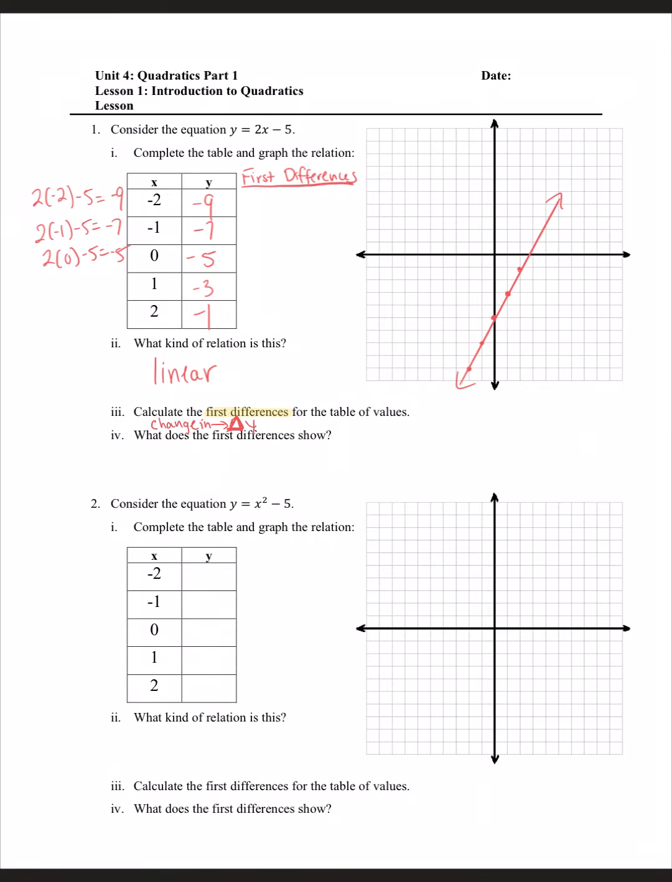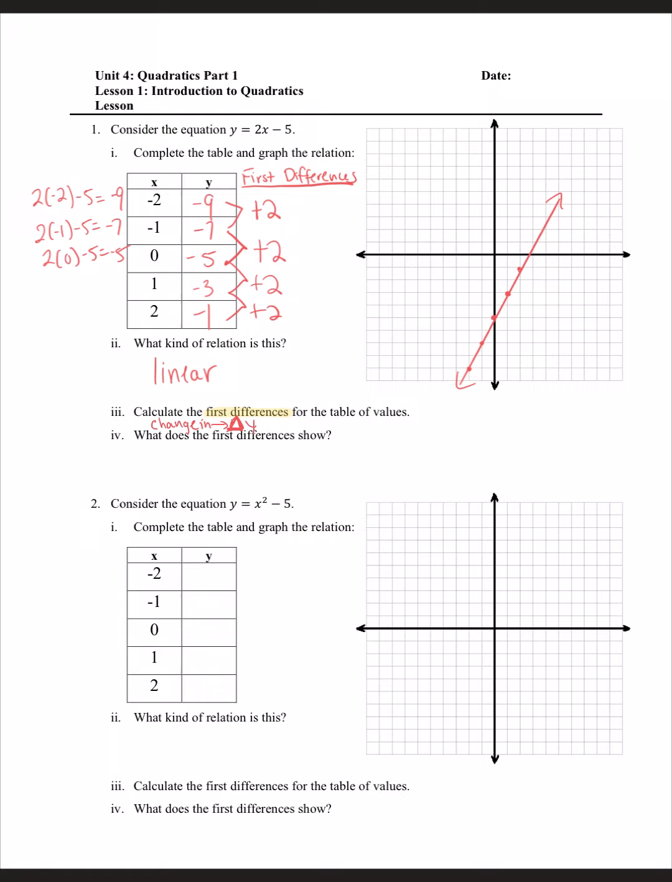Our first differences are the difference between consecutive y values. So if I go from negative 9 to negative 7, what's the difference there? Am I increasing or decreasing, and by how much? As I go from negative 9 to negative 7, I'm going up by 2. Then I look at the next two: from negative 7 to negative 5, again I'm going up by 2, and up by 2.